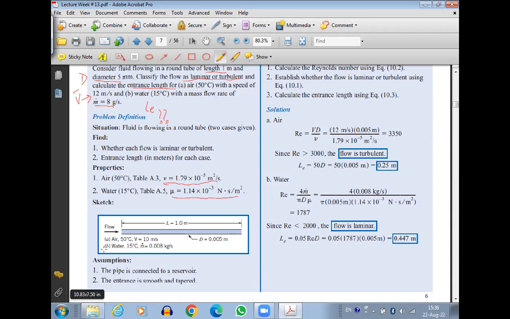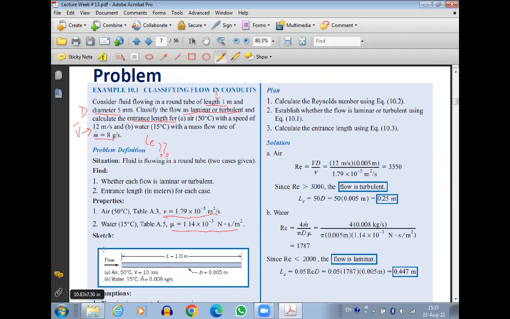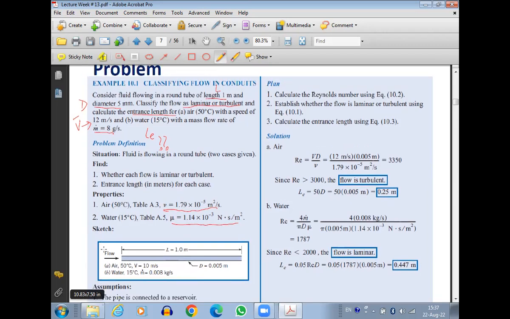Anyways, from the exam point of view, either the table will be provided to you so that you can go and check the value from the table, or the value will be provided directly in the problem statement. So let's see the solution. Part A, when we are solving it for air.